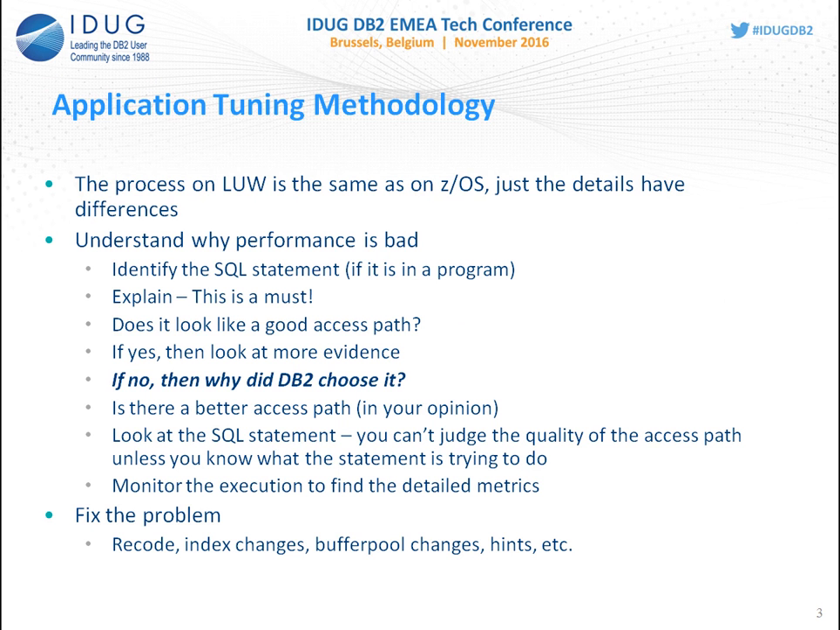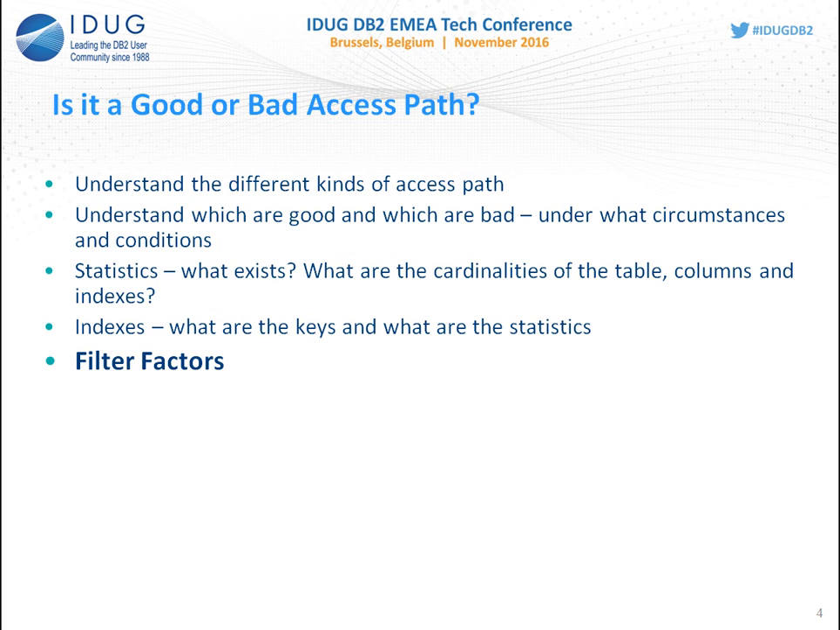So how do we tell if an access path is good or bad? Well, first we have to know what the different kinds of access paths are. We have to know which ones are good, which ones aren't, and under what circumstances. A certain access path may be good for certain types of queries and not for others. We have to know what the statistics are on the tables and the indexes and the columns, and those are the cardinalities. We have to know the keys of the indexes, and we have to know the filter factors.